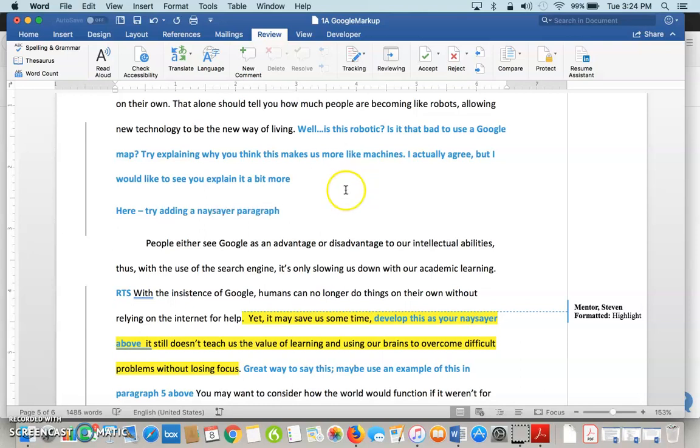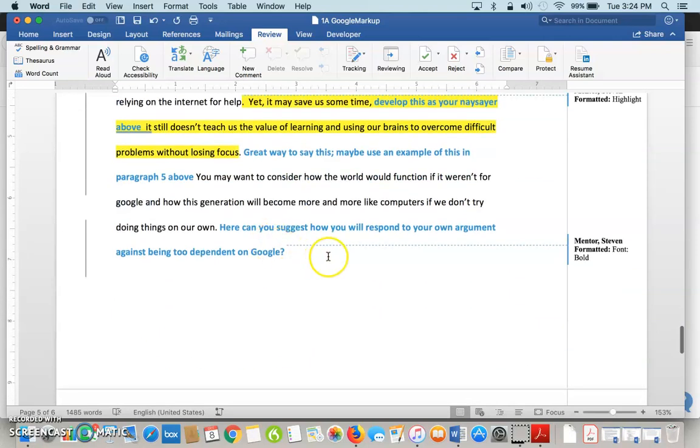What I mean by that is I'm going to do a little video where I explain it. But here, mostly what I mean is, okay, you've made this argument against Google. What would somebody say who's pro-Google? What would Thompson say? So try to anticipate a person saying something else about this that's against you, and then how would you answer that? And then finally, a really nice conclusion. I said, how would you respond your own self to being too dependent on Google?